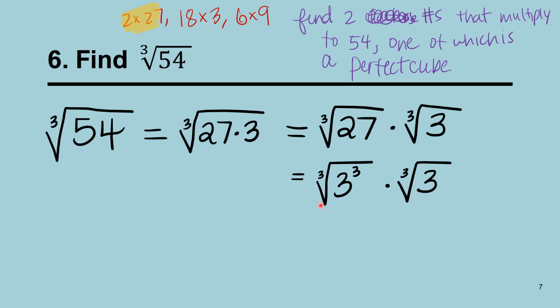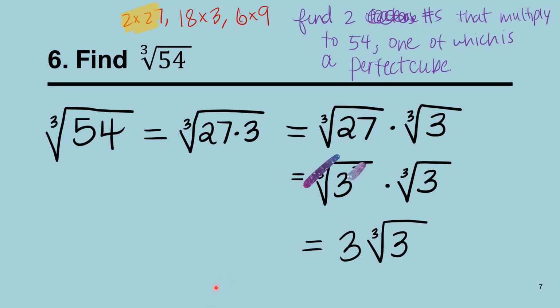Now over here on the left, the index matches the exponent, so those are going to cancel each other out. That leaves you with just 3. The radical's gone now, it canceled out. So we have 3 times the cube root of 3. Right, so 3 times the cube root of 3.